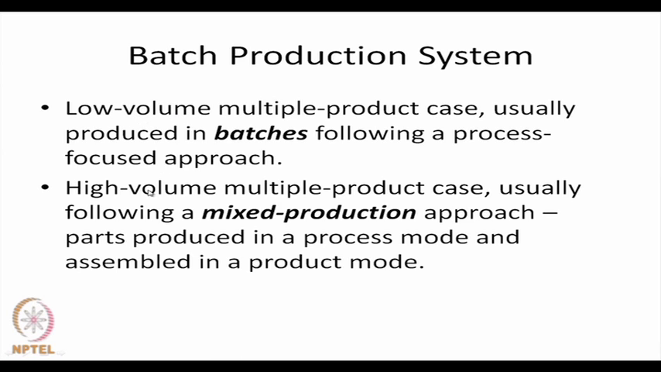Now, sometimes we have a high volume multiple product case. In such a case, normally, parts are produced in a process mode. That means parts are produced in different departments, whereas they are assembled in a product mode, that means in a line fashion.